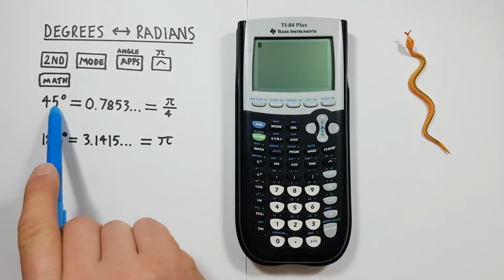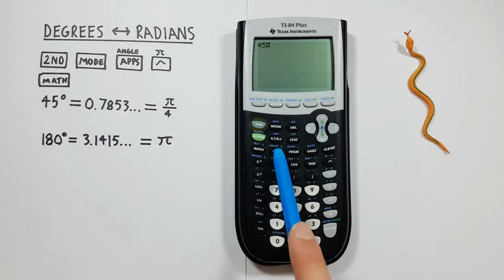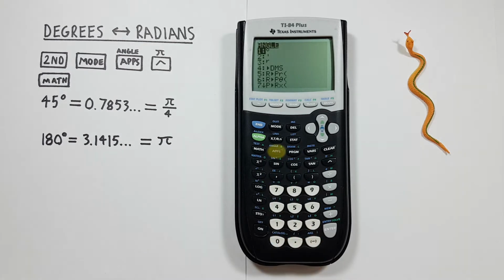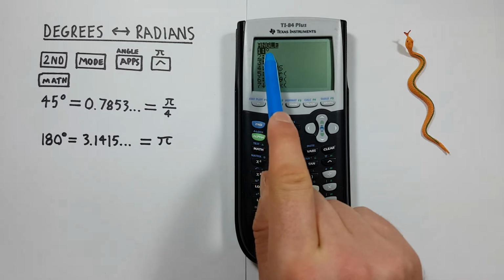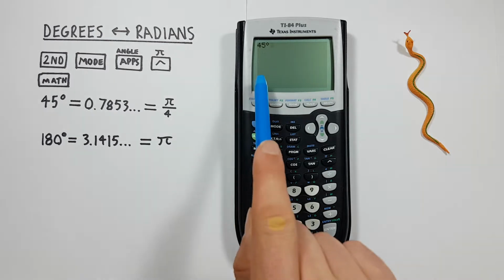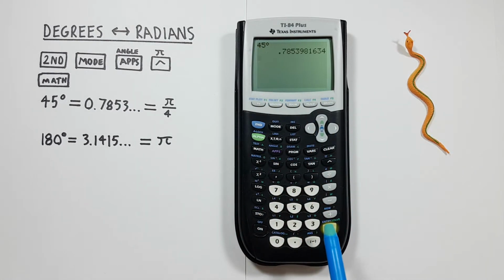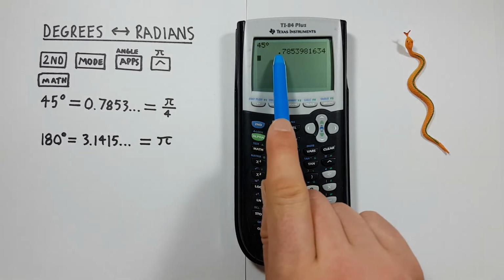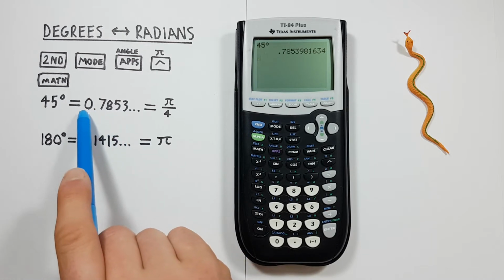Now we can enter our 45 degrees. So we press 45, and then we need to tell our calculator these are degrees. So to do that, we press second, and then the apps angle key. That brings us to this menu here, and what we entered was degrees. So we press number 1 for the degree symbol. There we go, 45 degrees. Now if we press enter, we see we get a result of 0.7853, etc., which is our result in radians.